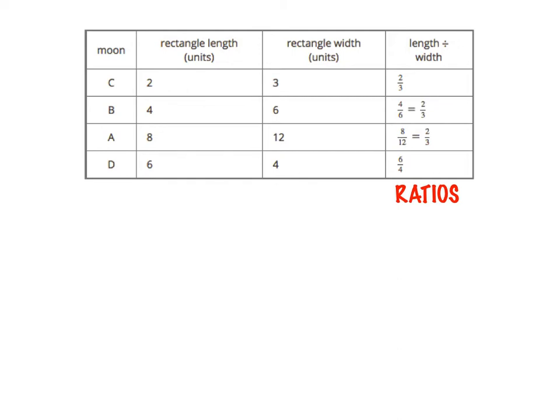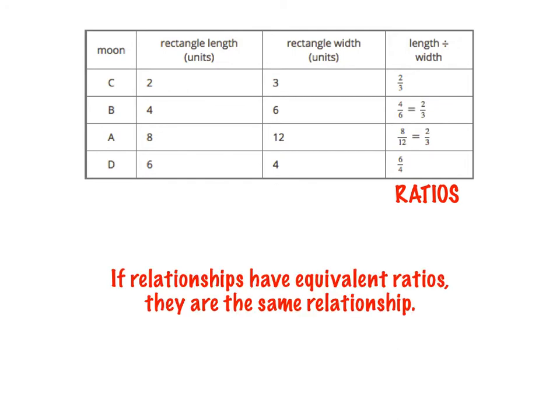So what we're noticing is that you can use ratios to relate your quantities. And if you have relationships that have equivalent ratios, they are going to be the same relationship, just scaled up or scaled down in some way. That meant that C, B, and A are, in fact, the same relationship with a ratio of 2 to 3 when you're looking at length to width. D numerically is not, it's 6 to 4, and you can see that it is longer than the others are when you compare it to its width.